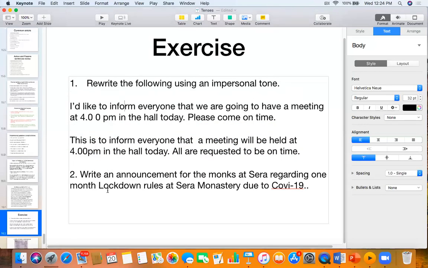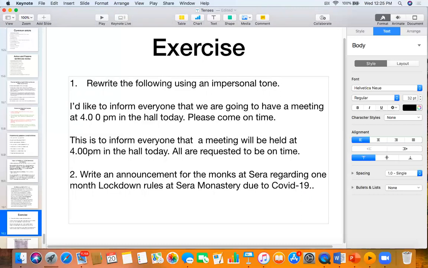Write an announcement for the monks at Sera regarding a 1-month lockdown and rules at Sera Monastery due to COVID-19. Can you write an announcement, both in passive and active? This is an announcement from the office for the monks at Sera, and it is about a 1-month lockdown and the rules.